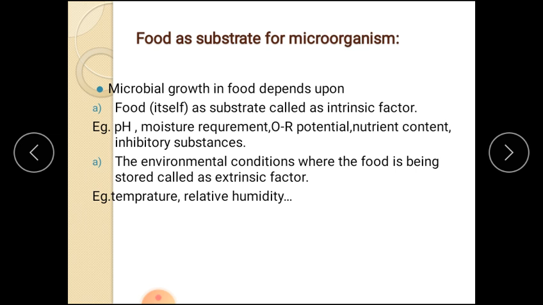Now the food itself is called the intrinsic factor. So the microbial growth in the food depends upon two factors: one is the intrinsic factor and another is the extrinsic factor. Today we are going to study in detail the types of intrinsic factor, and second, the types of extrinsic factor.